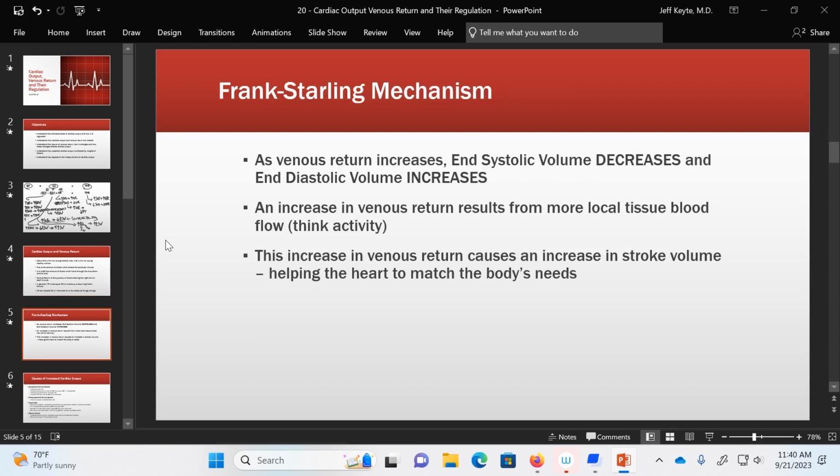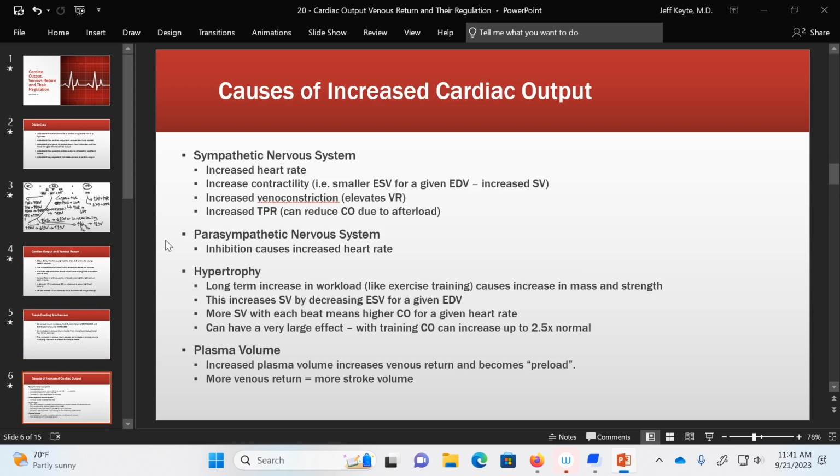The Frank-Starling mechanism: as VR increases, end diastolic volume increases and stroke volume increases; as VR decreases, end diastolic volume decreases and stroke volume decreases, right? So the more blood that comes back to the heart, the more blood the heart pumps out. Remember, this is related to the stretch: when we're a little stretched out, sarcomeres work better, so it contracts more effectively.